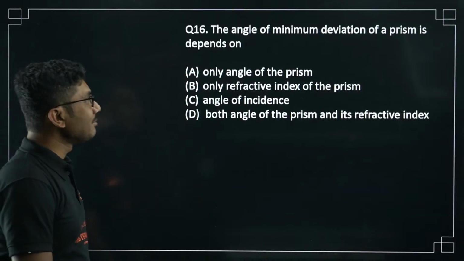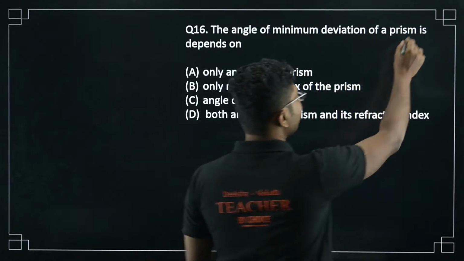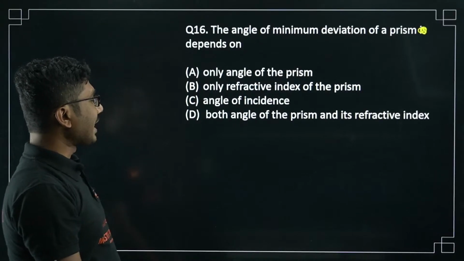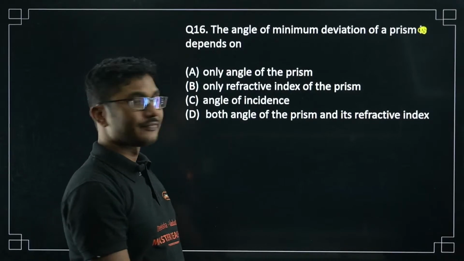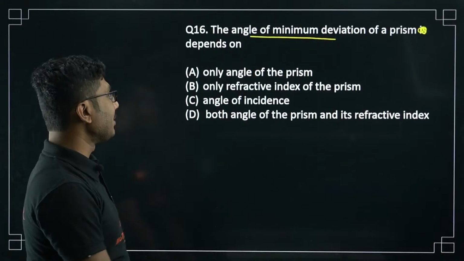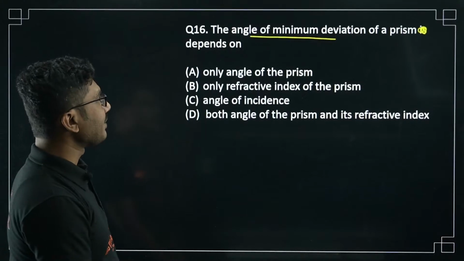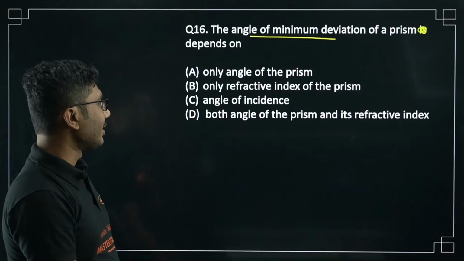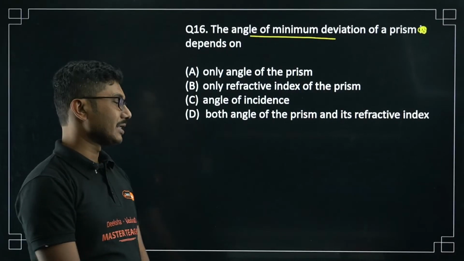The angle of minimum deviation of a prism depends on only the angle of the prism, only the refractive index of the prism, the angle of incidence, or both the angle of the prism and its refractive index. So what is the formula for angle of minimum deviation? The type of the prism is not given. For a general prism, we know what all the formulas are. So you have to understand this.